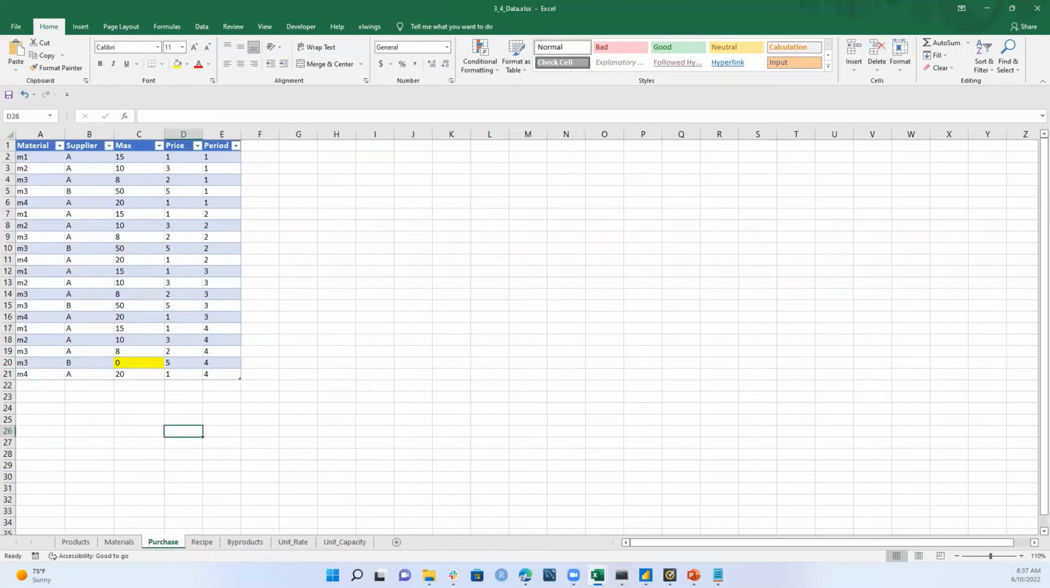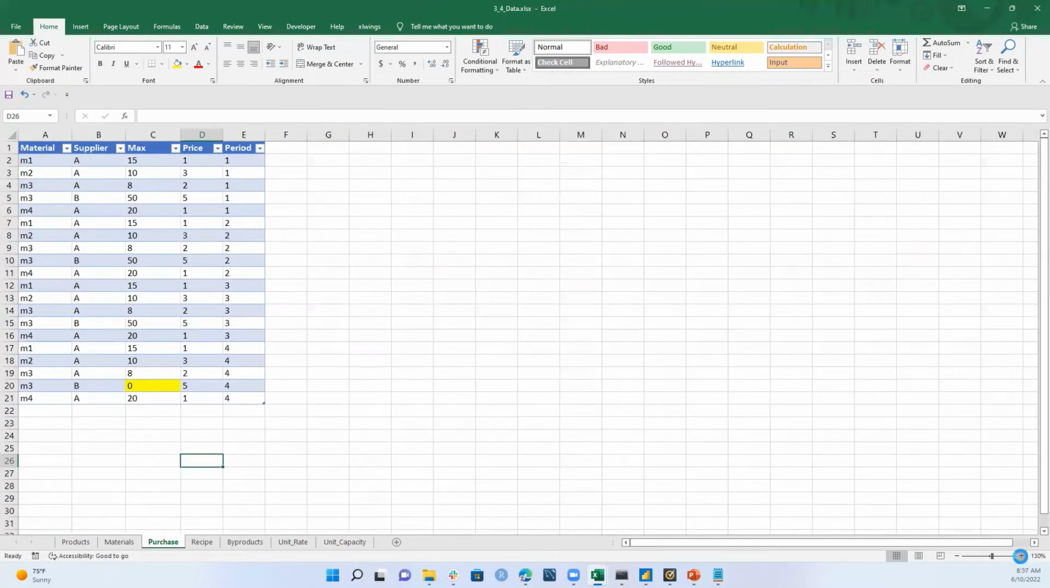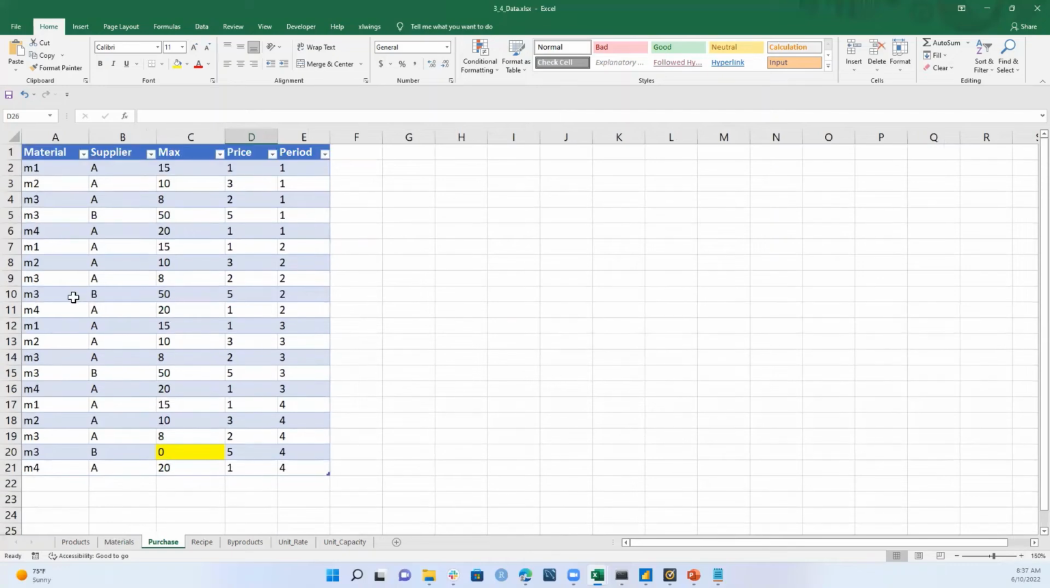This is our purchase table, so I'm going to zoom in here a little bit. Our purchase table essentially represents the supplier information for each of our materials. So in column A, we have material 1, 2, 3, and 4. You've got your supplier that material is coming from. So we can see for materials 1, 2, and 4, we only have one supplier, A. But for material 3, we have two suppliers, A and B.